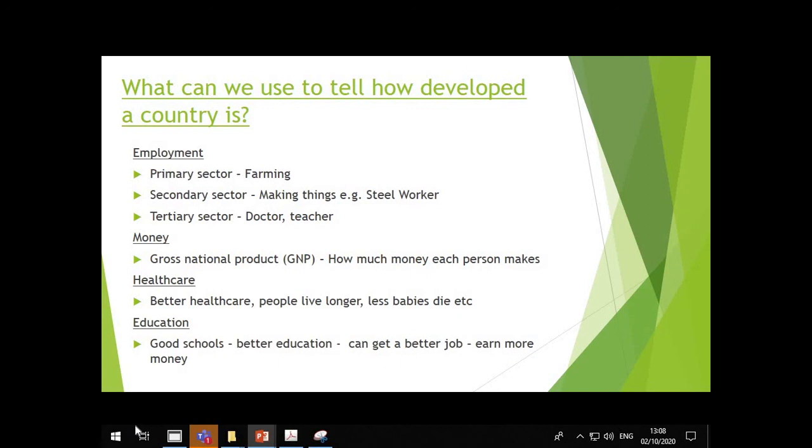Education. Good schools, better education, can get a better job, earn more money. This is a cycle. With good schools, better education, better job, earn more money, you might then have children and be able to move into an area where there is a good school to send your child. They will get a better education, they can get a better job, they can earn more money, and the cycle will continue.